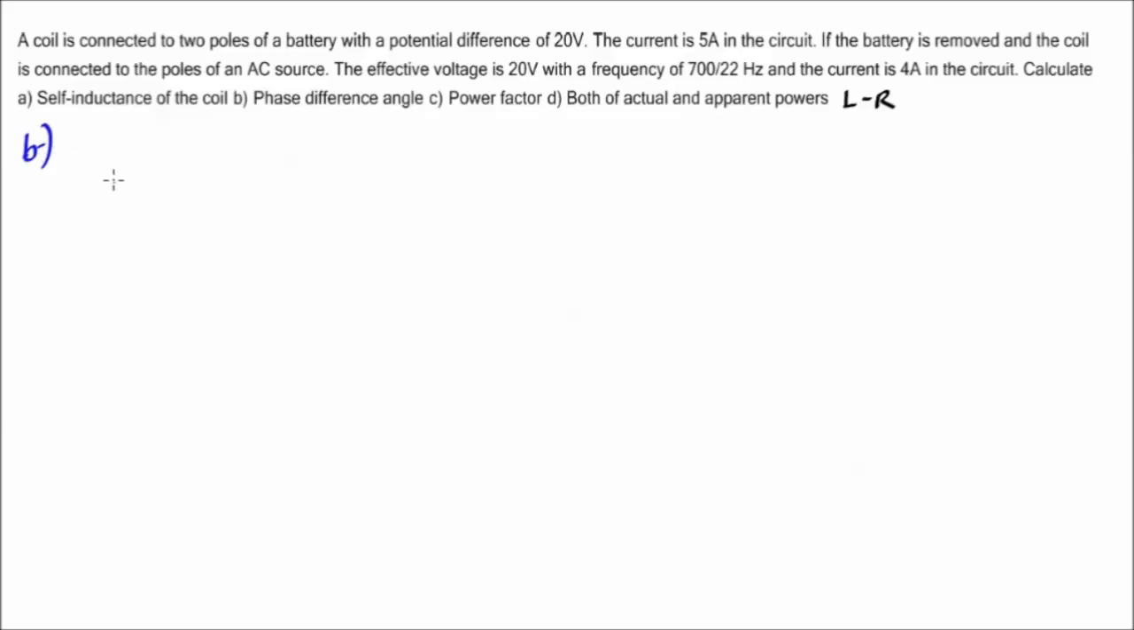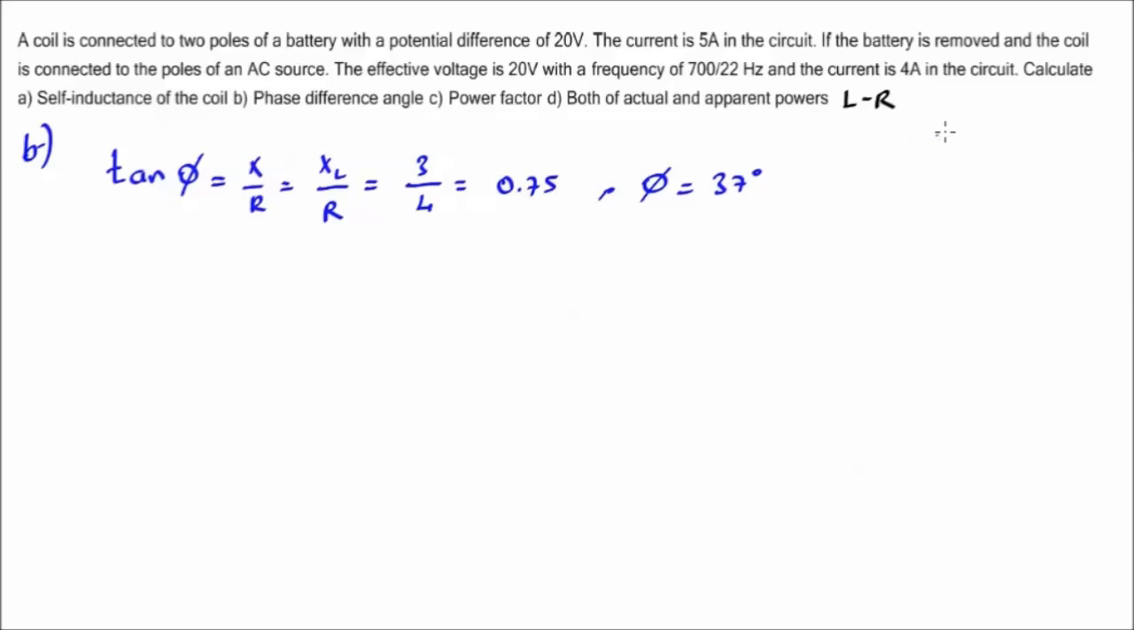B says calculate the phase difference angle. To calculate the phase difference angle, we always use tangent phi. Tangent phi equals X over R, but there is no X as I said, so it's going to be XL over R. XL is 3, R is 4, so it's going to be 0.75, and the angle, which is phi, is going to be 37 degrees.